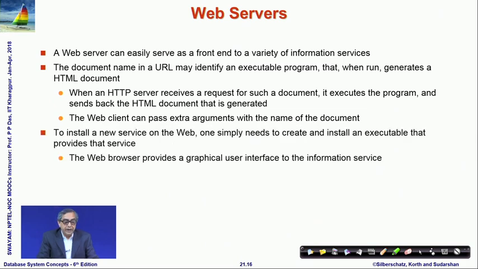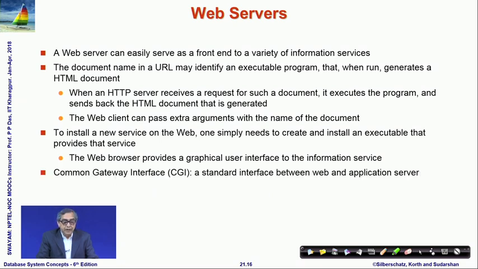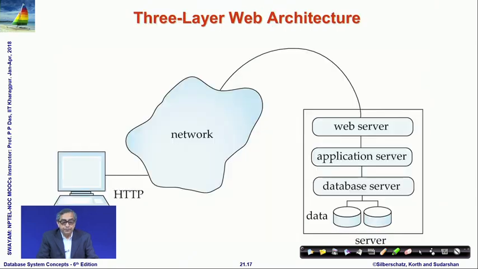So, that is the basic mechanism. If you want a new service on the web, all you simply need to do is create and install a new program that will provide that service, and through this process we will see how easily this can be done, and how the web browser provides a graphical interface to this information service. There have been other mechanisms of doing similar things, which were particularly popular earlier, called the common gateway interface or CGI, but now we have various other ways of doing the same thing.